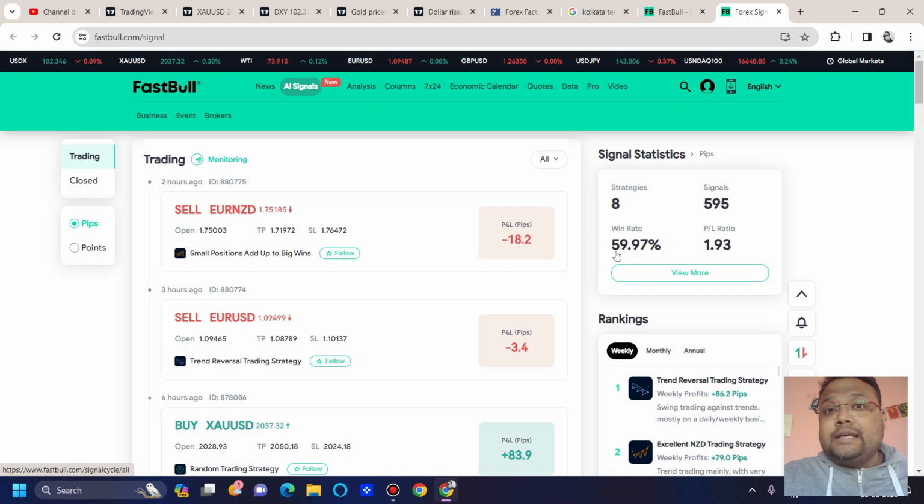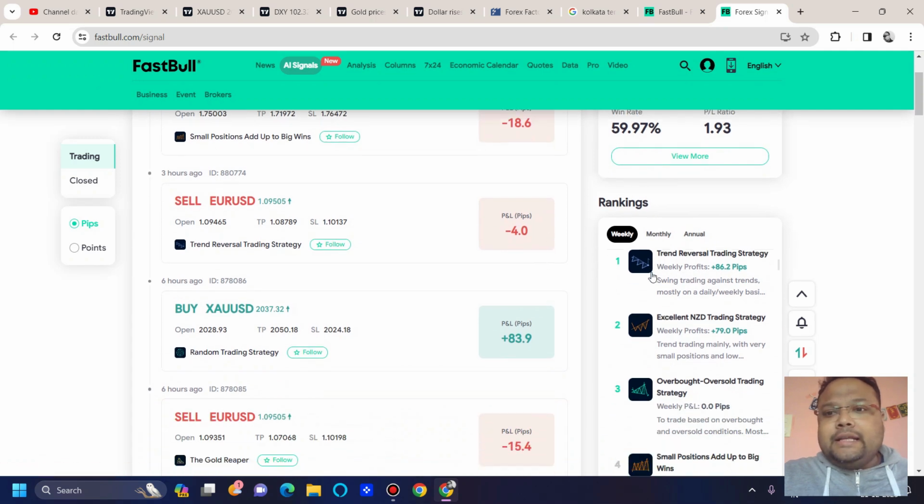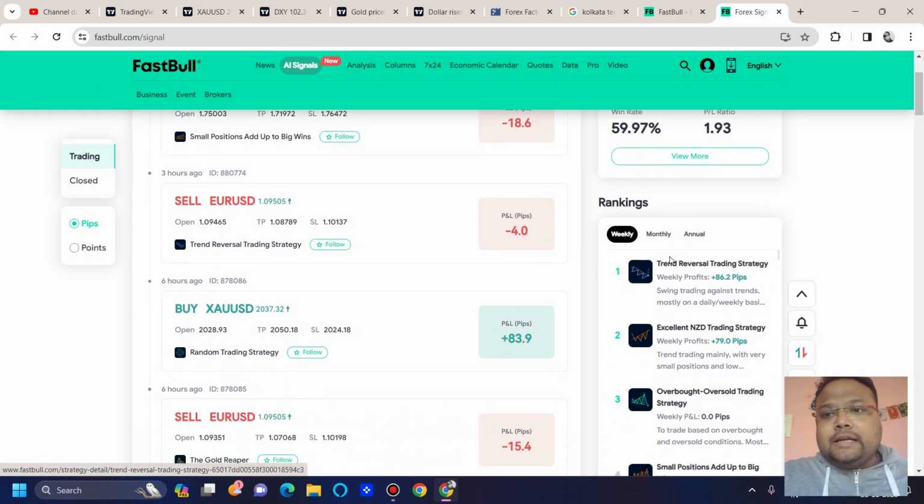And you can see the win rate is around 60%. So risk management is extremely important. If you follow proper risk management, you can end up in profit. And you can see the profit to loss ratio is 1.93, which is quite decent. And these are the signal providers, and they have also mentioned their ranking so that you can understand which signal provider has better accuracy.